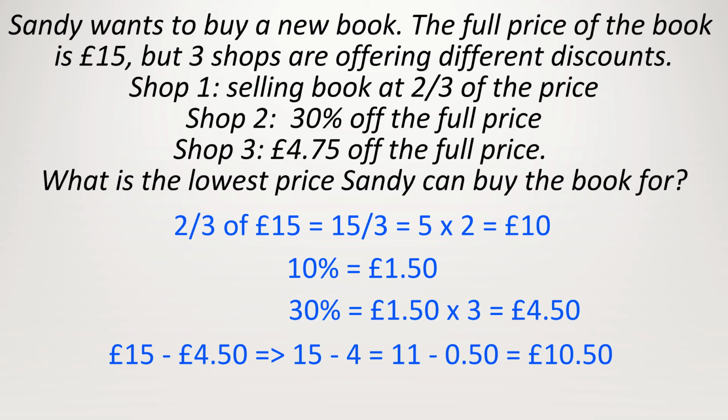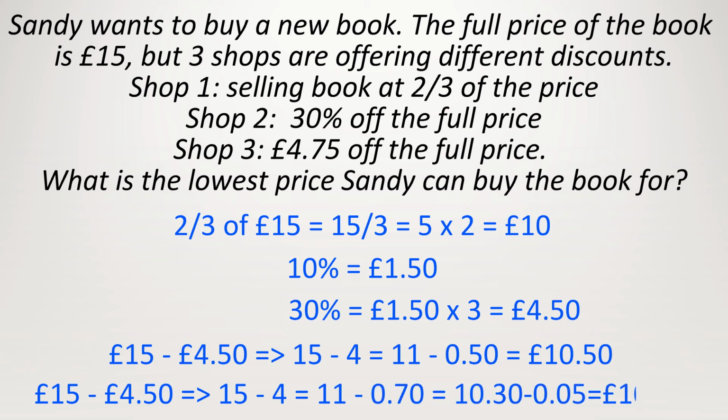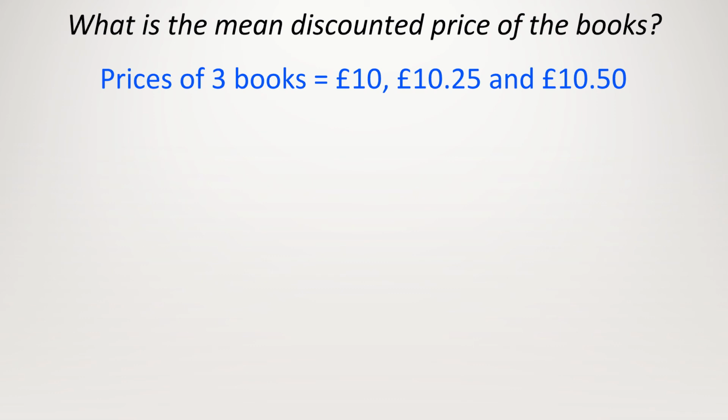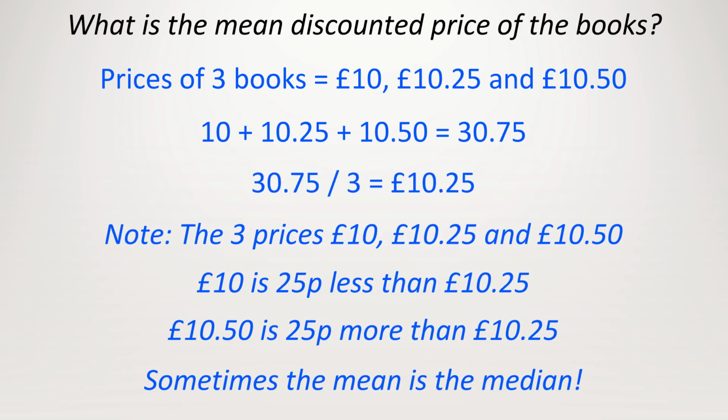Then the last shop, we're going to take away £4.75. So let's do 15 minus 4.75. 15 minus 4 equals 11. Minus 70p equals £10.30. Minus 5p equals £10.25. And then we just pick the lowest price. What is the mean discounted price of the book in the three shops? We add them all up and then we divide by 3. And here is the answer.